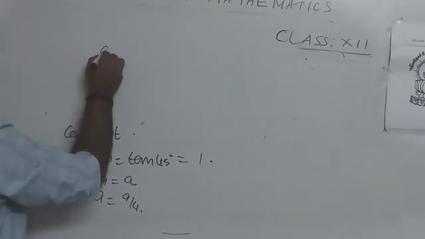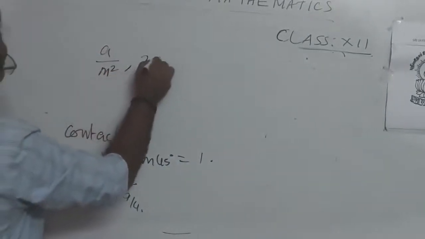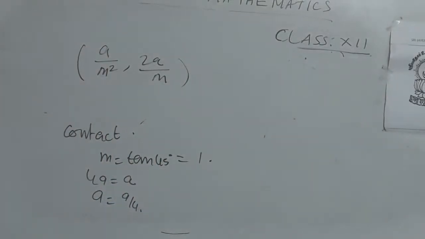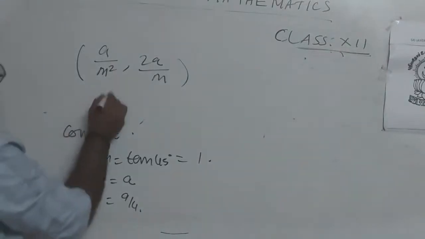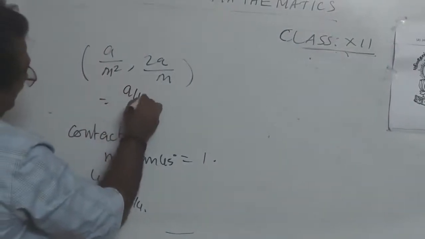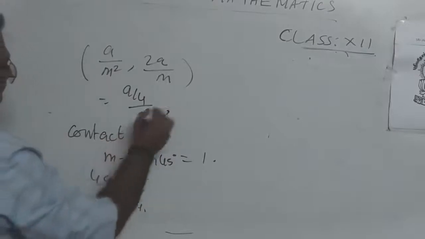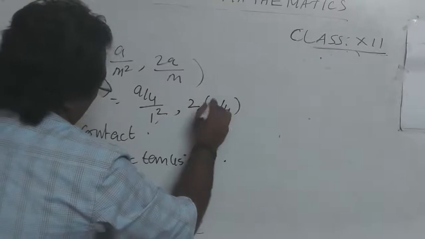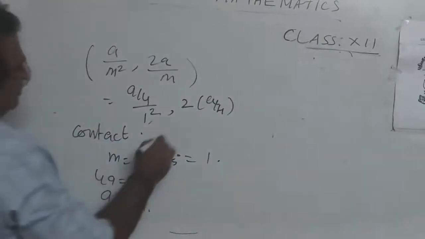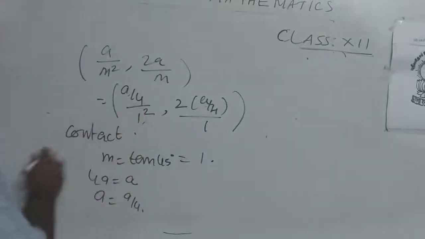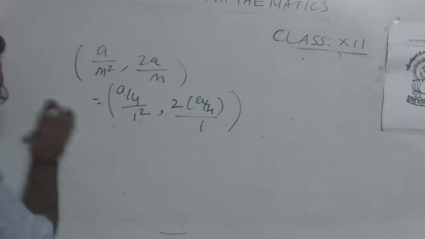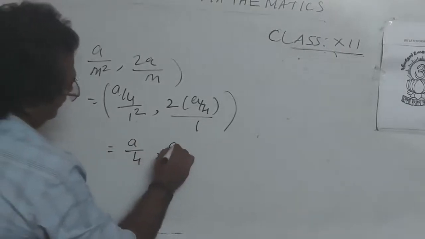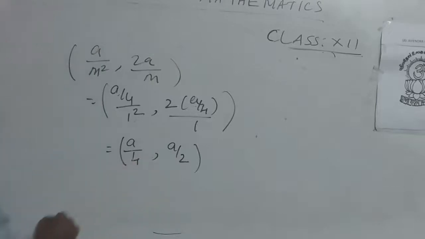So the point of contact is a by m squared comma 2a by m. That is, in place of a we have a by 4, by m squared, that is 1 squared, comma 2 into, in place of a we have a by 4, by m, that is 1. So it is a by 4 comma a by 2.